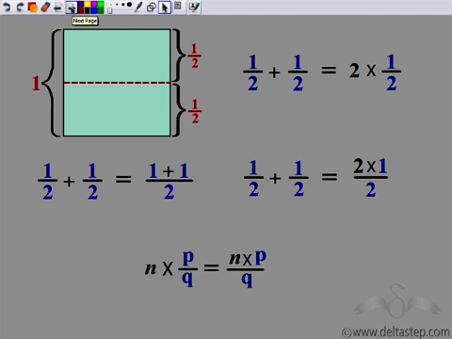So if you have any number n, any integer, which is being multiplied by a rational number of the form p by q, then n would get multiplied by the numerator, which would be n times p, and the denominator would remain unaffected, which is by q.